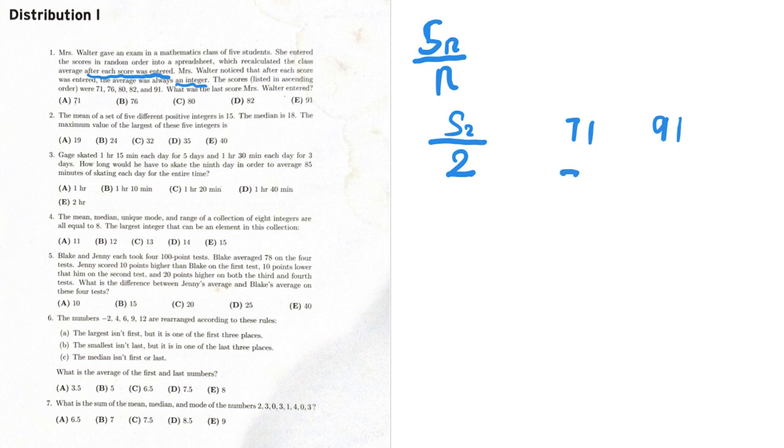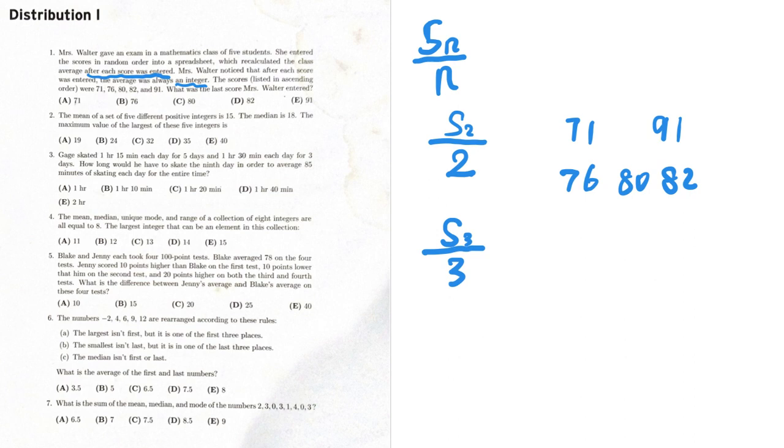We have 3 even numbers, 76, 80, and 82. We can choose any 2 of these 3 numbers, and the sum will be divisible by 2. Now we look at whether the sum of the 3 students' scores must be divisible by 3. So look at this one.